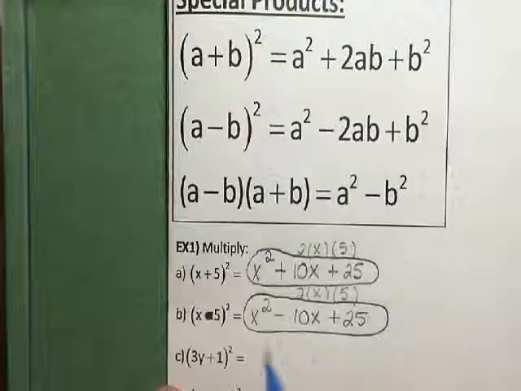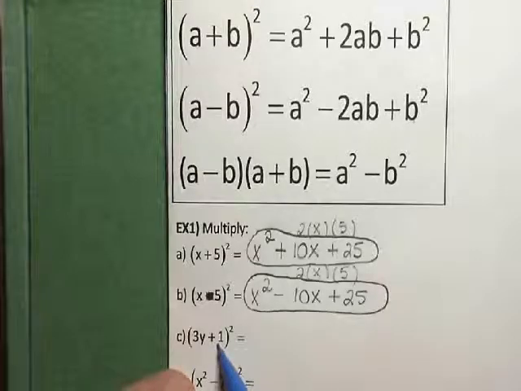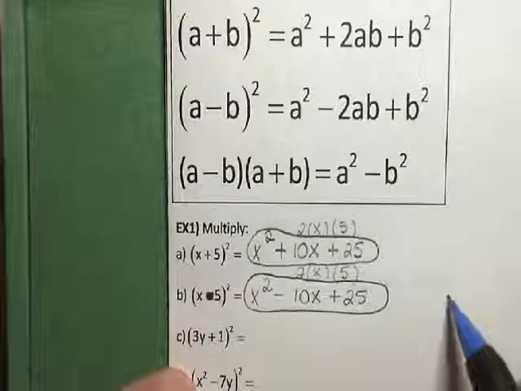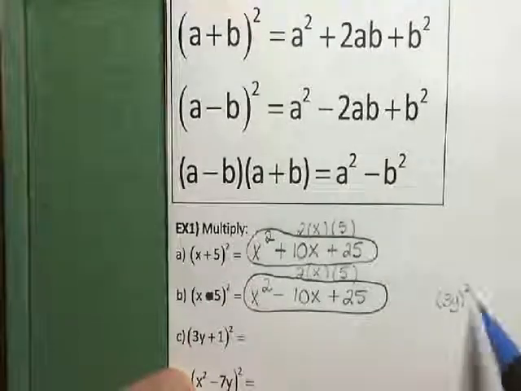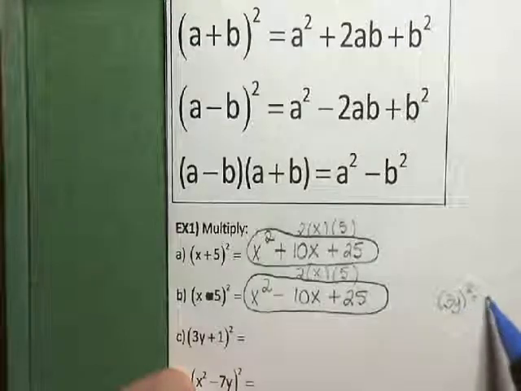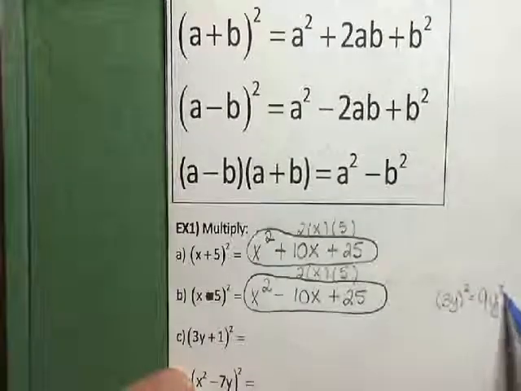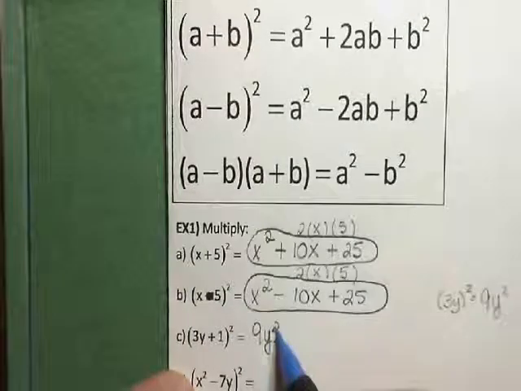Okay. Let's do the next one. The next one would fall into the first formula. So I'll take the first one and I will square it. Here on the side, if I take 3y and raise it to the second power, 3 to the second power is 9. Y to the second power is y squared. So in other words, the first term squared is 9y squared.